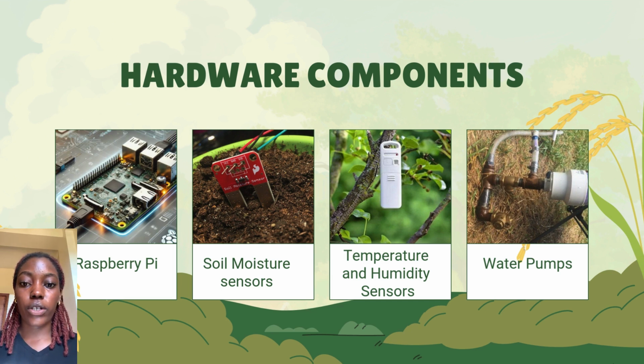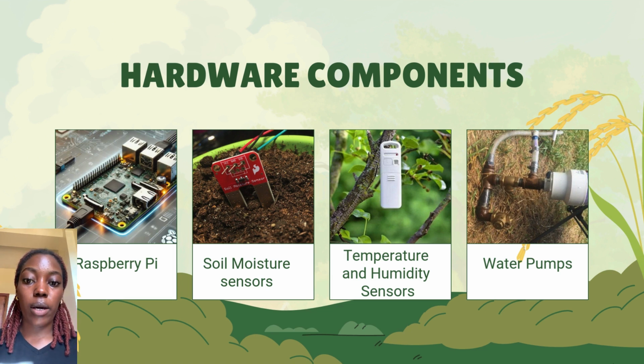Then we also have a water pump and solenoid valves. Water pumps move water from the source to the pipes or irrigation lines. The solenoid valves are the ones that open or close on command. They are electrically controlled. We also have a connectivity module. It's a Wi-Fi module that enables IoT capabilities, such as remote data access, cloud data storage, and mobile alerts.